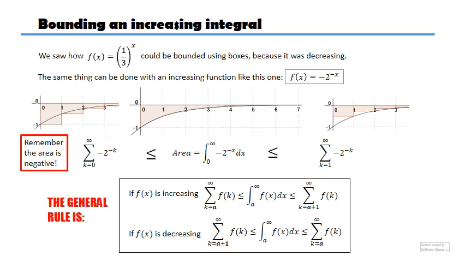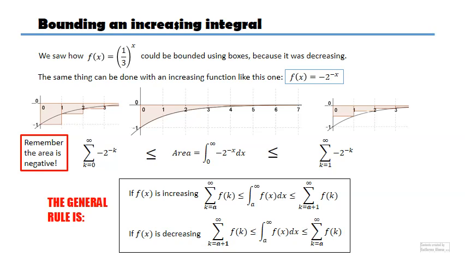If the function is increasing, then I can bound the improper integral with the sums of the function from a to infinity on the lower bound and from a plus 1 to infinity on the upper bound. If it's decreasing, then it's going to be the other way around: a plus 1 in the lower bound and a on the upper bound. Great. That's the rules. This is what you're going to use. This is ultimately the whole idea.